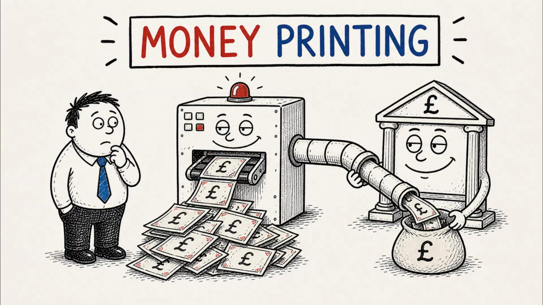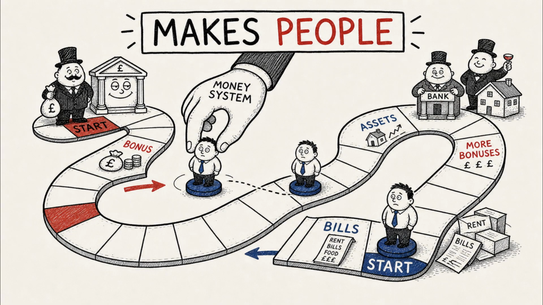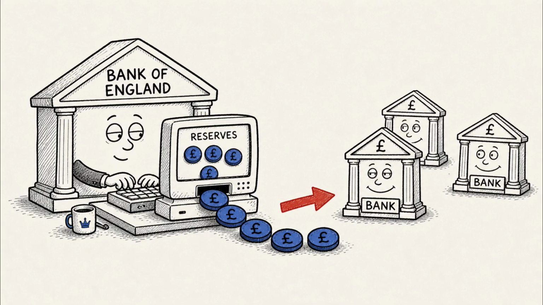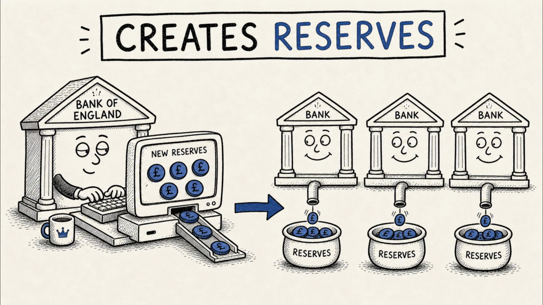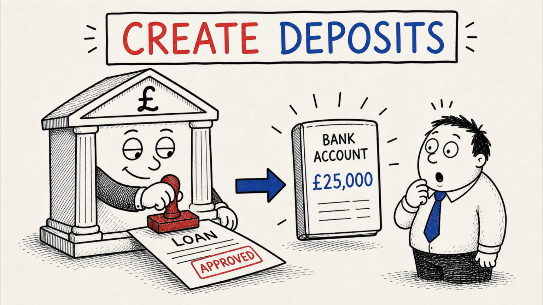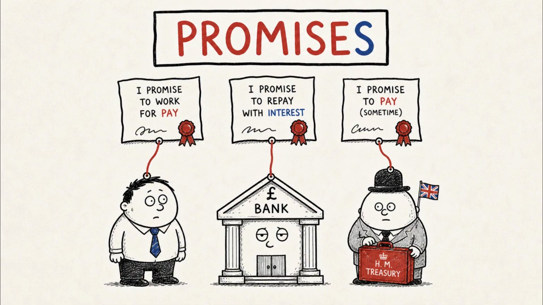This is why money printing is such a bad phrase. It makes the system sound simpler than it is. It makes people imagine a machine spraying cash randomly into the country, but the real system is more selective, more technical, and much more powerful. The Bank of England does not usually print money into your wallet. It creates reserves in the banking system. Private banks do not wait for money to exist before every loan. They create deposits when they lend. The government does not borrow like a household. It issues promises that become assets for the financial system.